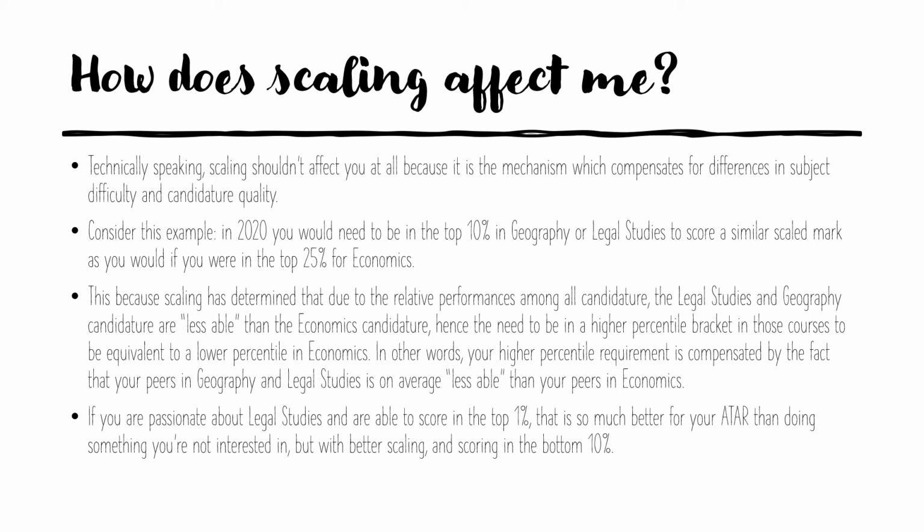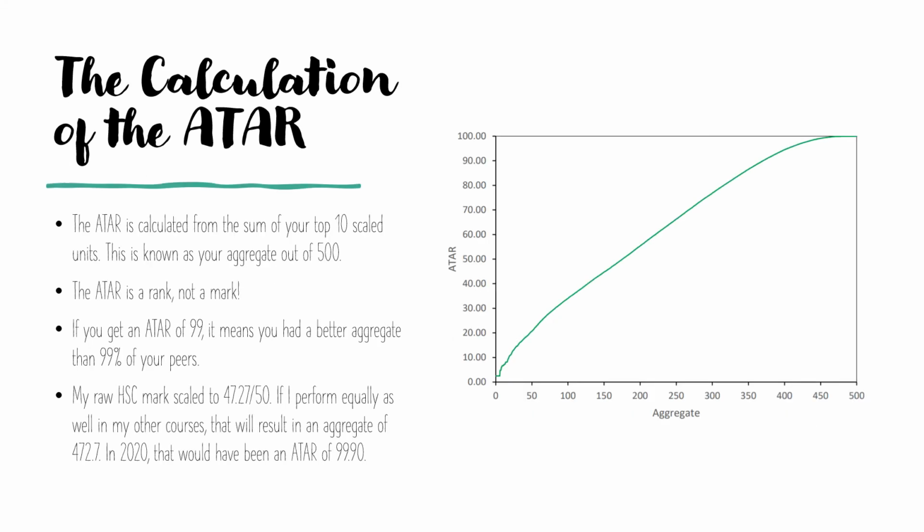So once UAC takes these scaled marks, they calculate the ATAR from the sum of your top 10 scaled units, and this is known as your aggregate out of 500. And it's important to remember that the ATAR is a rank, not a mark. So if you get an ATAR of 99, it means that you had a better aggregate than 99% of your peers. So if we see here on the chart next to it, we have the relationship between aggregate and ATAR. So as the aggregate increases, ATAR obviously increases.